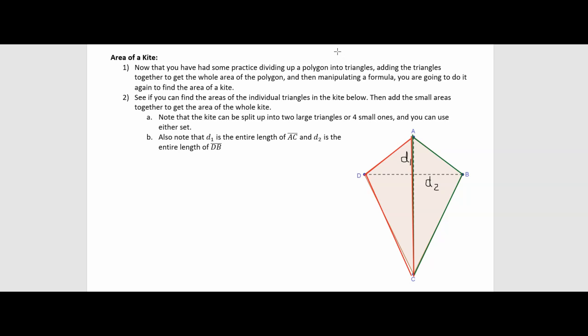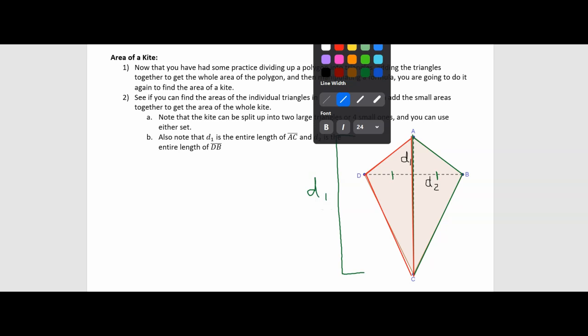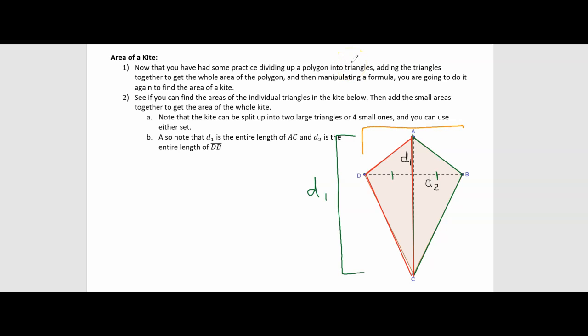Now, you'll notice that these diagonals for a kite, one of them is being bisected. And that's this one right here. So that diagonal, D, it doesn't really matter what you call it. It's going to work out the same way. We will assume that this diagonal is D1 and this one is D2. Again, it doesn't matter. They're just arbitrary names for the diagonals. The formula is going to work out to be the same regardless.